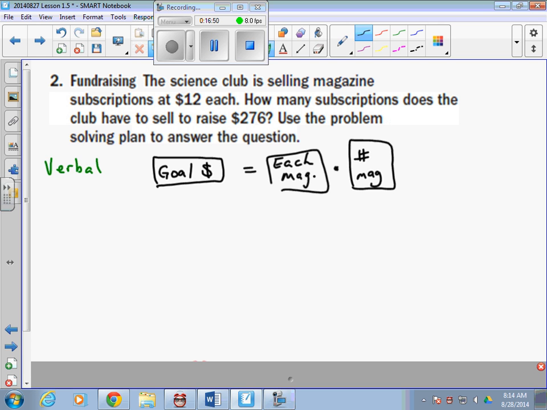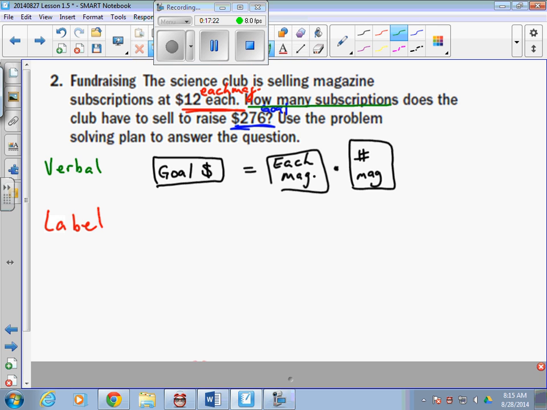The next one is to label everything. Now, instead of writing an entire step of labels, do like I do all the time. Just go inside the problem and say $12 each. That's going to be the cost. We called it each magazine. Our goal money is $276. So that's our goal. Now we have it labeled. It says how many subscriptions. So how many subscriptions would be the unknown amount.